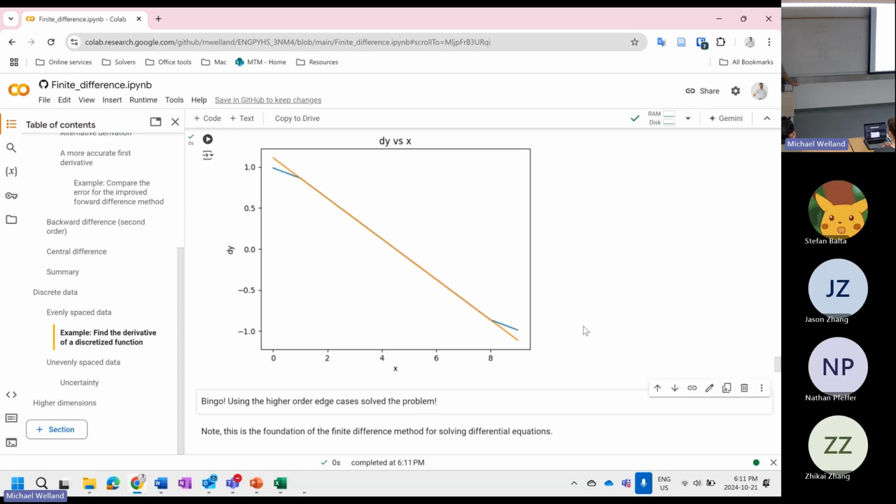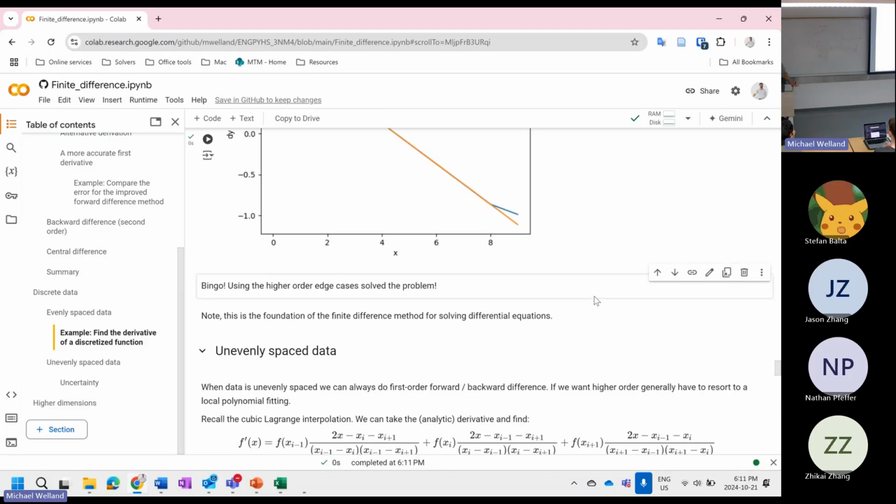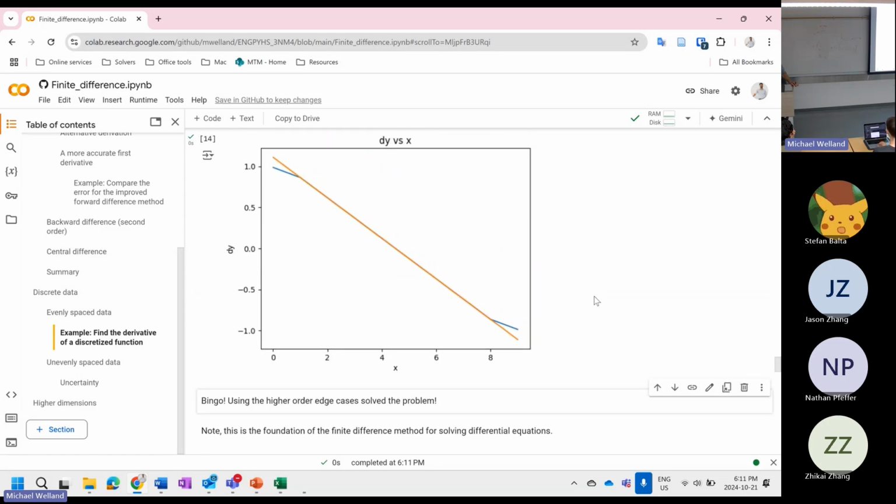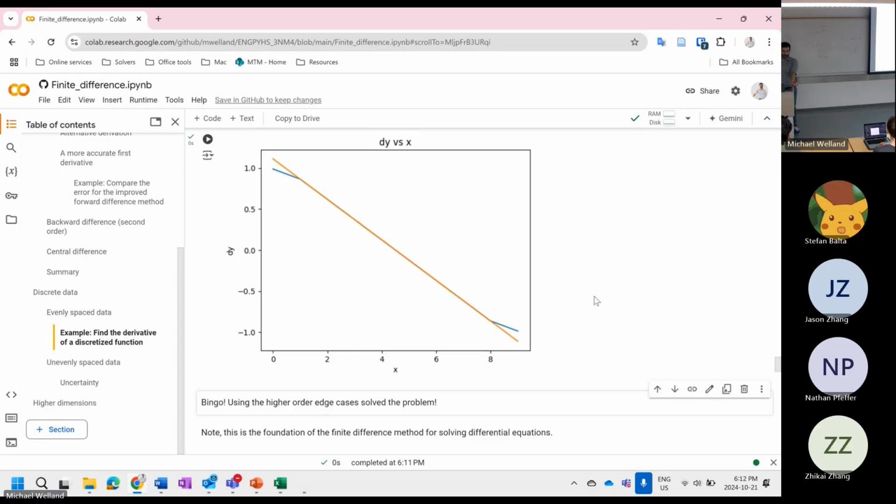This is quite literally the foundation for the finite difference method. Finite element method is a bit different, works off integrals instead of derivatives, and there's a very good reason why, and we'll get to that right afterwards. Any questions that aren't about unevenly spaced data? Okay.